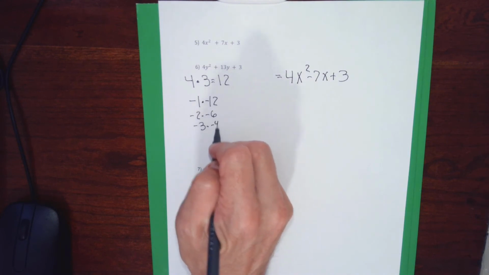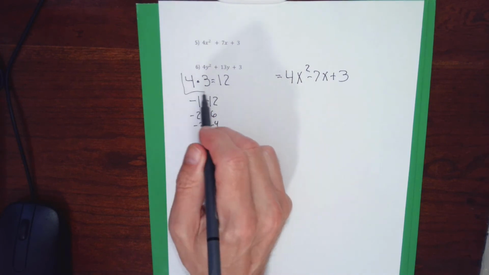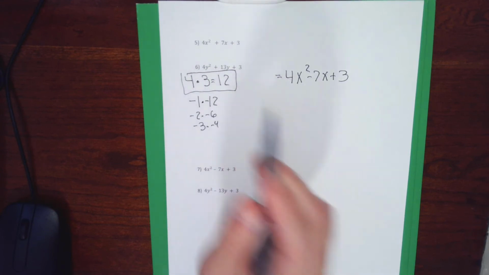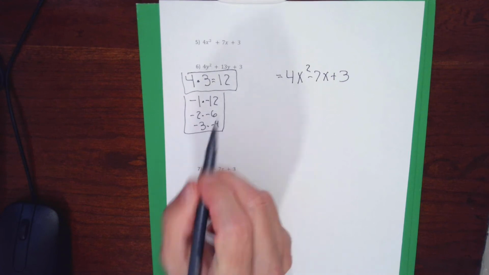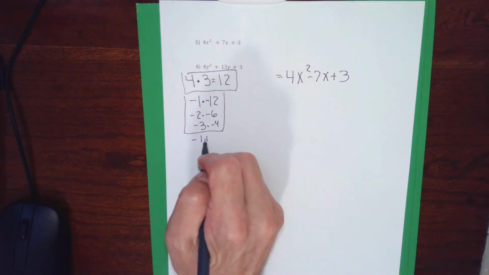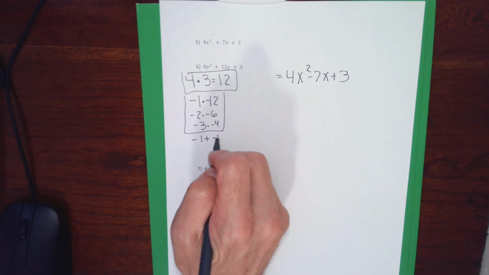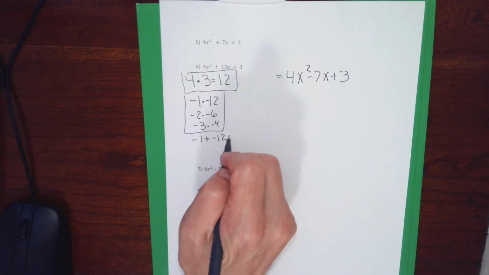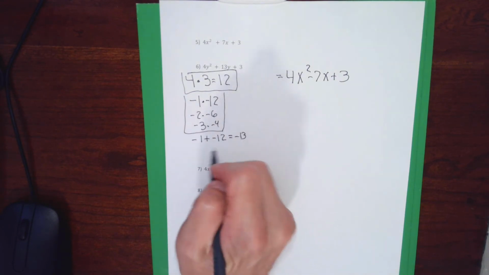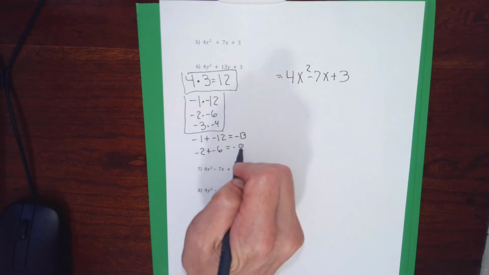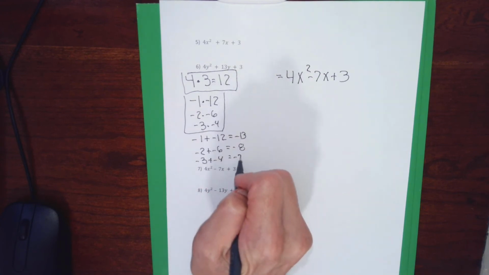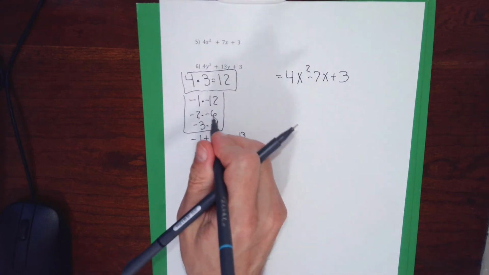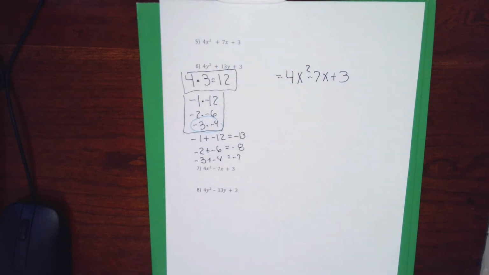Minus 3, minus 4. There's an extra step here. I need to figure out what number I need to multiply to. I find the factors, and now I start adding those factors up to see if I can find the pair. So I do negative 1 plus negative 12, which is negative 13. Negative 2 plus negative 6, which is negative 8. Negative 3 plus negative 4, which is negative 7. So the pair that I need are negative 3 and negative 4.